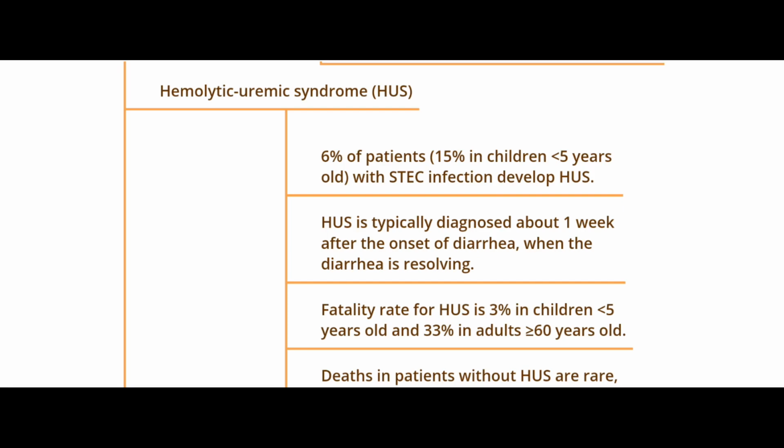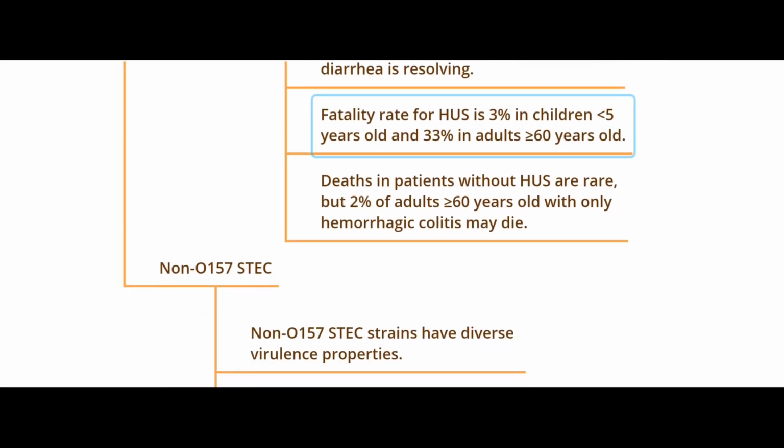It is diagnosed about 1 week after the onset of diarrhea, when the diarrhea is already resolving. The fatality rate is 3% for children and 33% for people older than 60 years old. The deaths in patients without hemolytic uremic syndrome are rare and usually only in people with comorbidities.